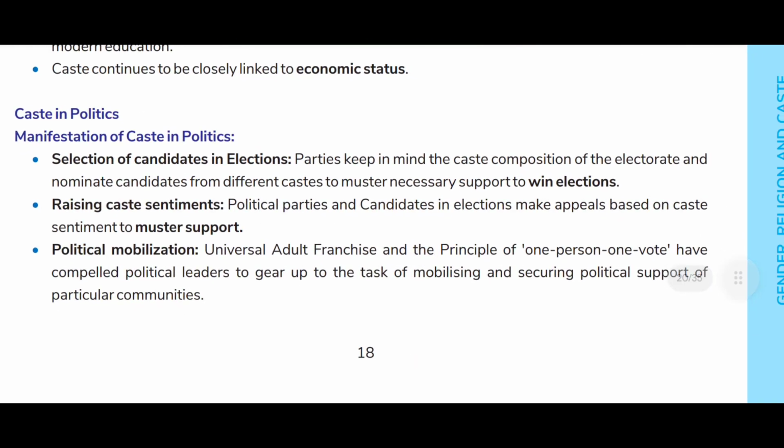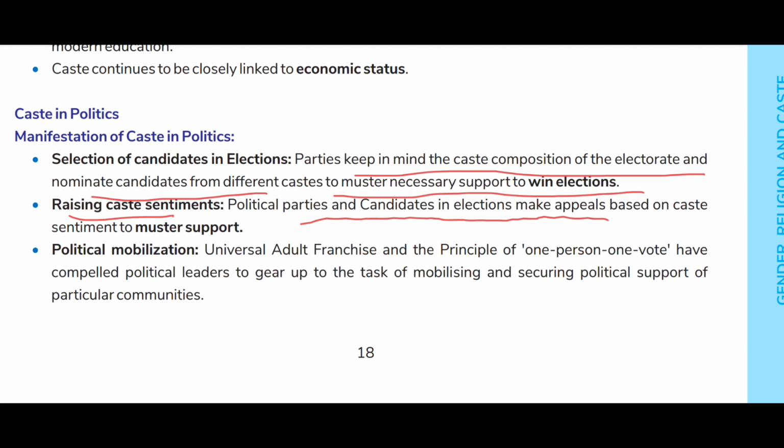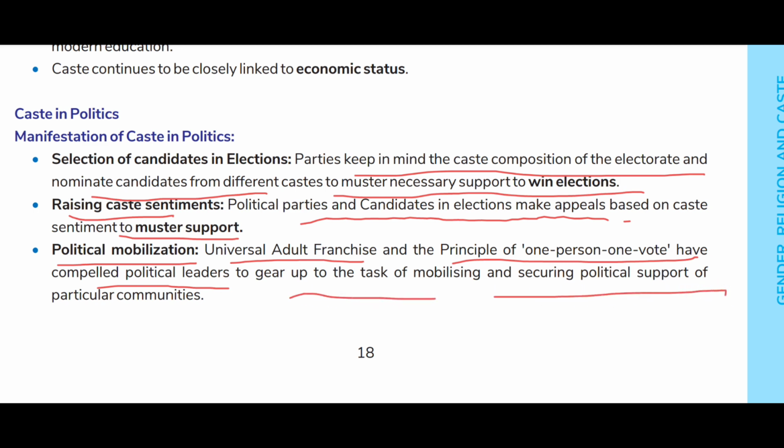Caste in politics. Manifestation of caste in politics. Selection of candidates in elections: parties keep in mind the caste composition of the electorate and nominate candidates from different castes to muster necessary support to win elections. Raising caste sentiments: political parties and candidates in elections make appeals based on caste sentiment to muster support. Political mobilization: universal adult franchise and the principle of one person one vote have compelled political leaders to gear up to the task of mobilizing and securing political support of particular communities.